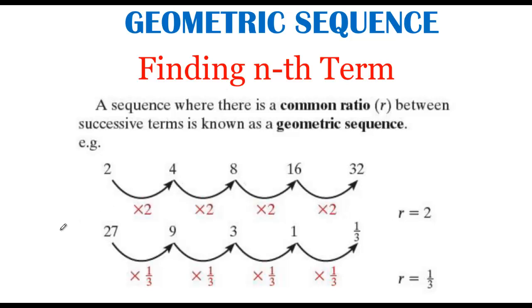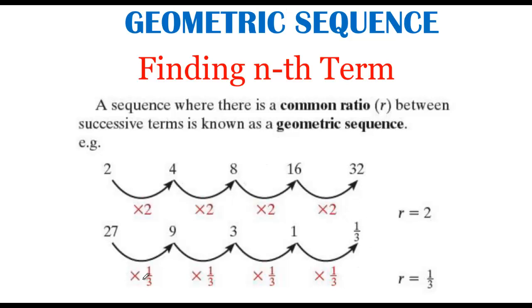Now observe this second sequence: 27, 9, 3, 1, and 1/3. We get the successive terms just by dividing the term by 3. So if you divide 27 by 3, we get 9. 9 divided by 3 is 3. 3 divided by 3 is 1. And 1 divided by 3 is 1 over 3.